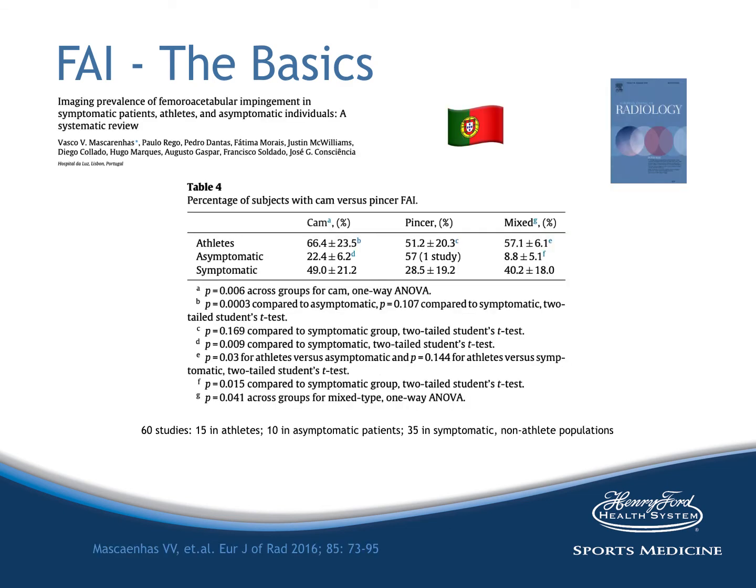Here are findings from a systematic review performed by a Portuguese group published in the European Journal of Radiology in 2016, comparing the imaging prevalence of FAI in symptomatic people, asymptomatic people, and athletes. In the athlete group, nearly 1,400 hips were evaluated, and cam impingement was found in 66%, pincer impingement in just over 50%, and mixed impingement was found in 57.1%.